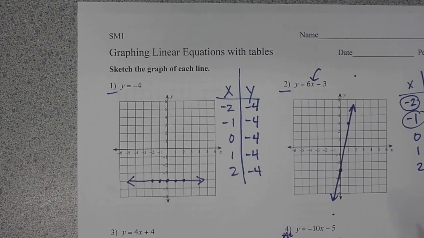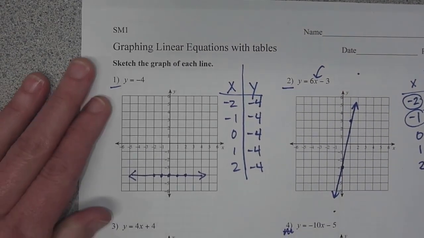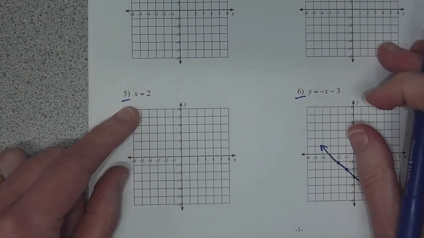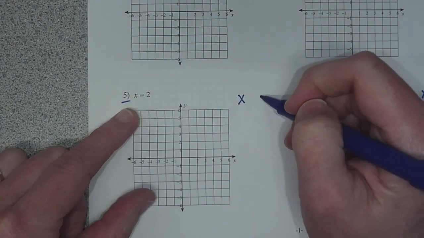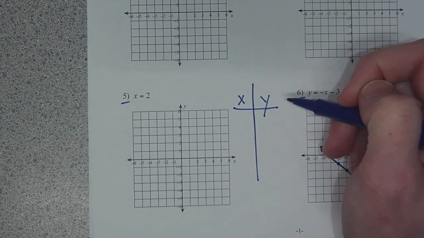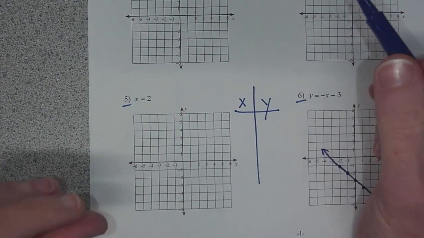And you could also take a look at number 5. Number 5 is similar because it only has an x. It doesn't have an x and a y. I'm still going to make my table. Oh, this is going to be confusing. What am I supposed to do here? Let's make the table with the y values instead.